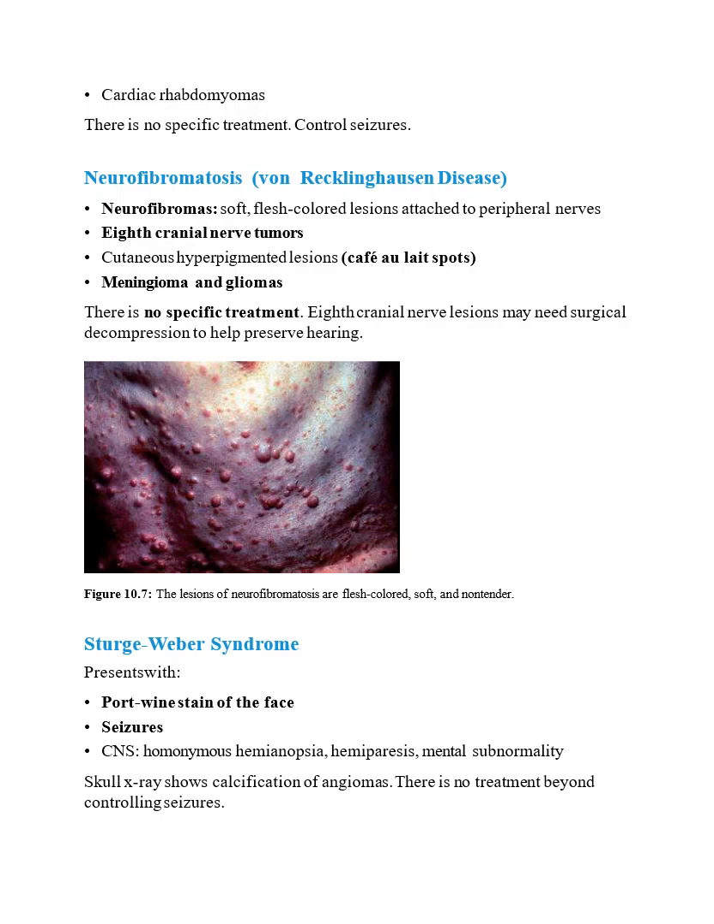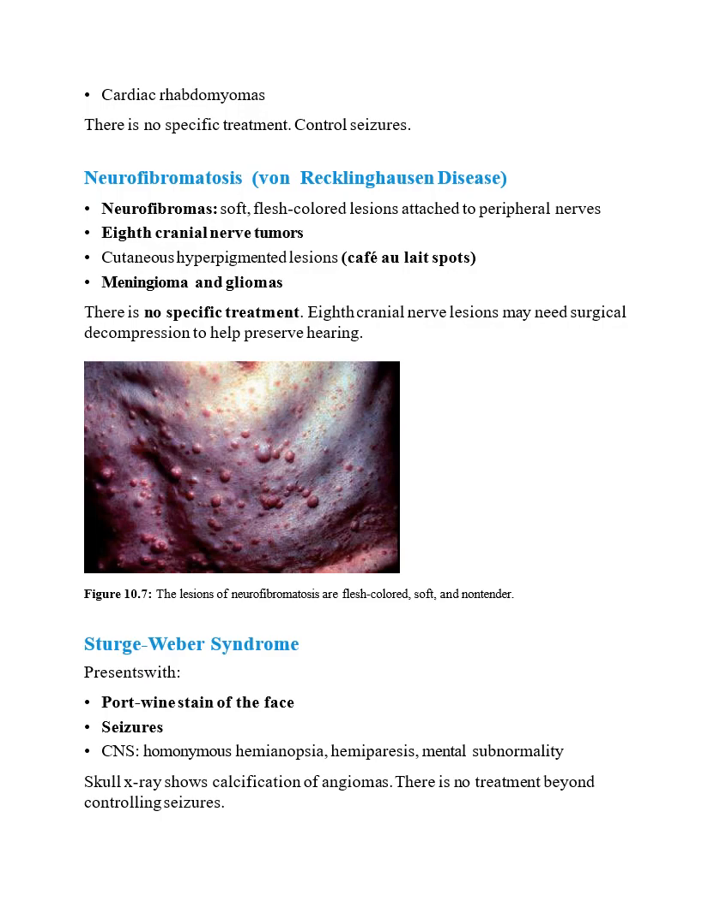In case of Sturge-Weber syndrome, patients present with the following. Number 1, port wine stain of the face. Number 2, seizures. Number 3, CNS signs: homonymous hemianopsia, hemiparesis, and mental subnormality. We have to do a skull X-ray, which shows a calcification of the angiomas. There is no specific treatment beyond controlling the seizures.